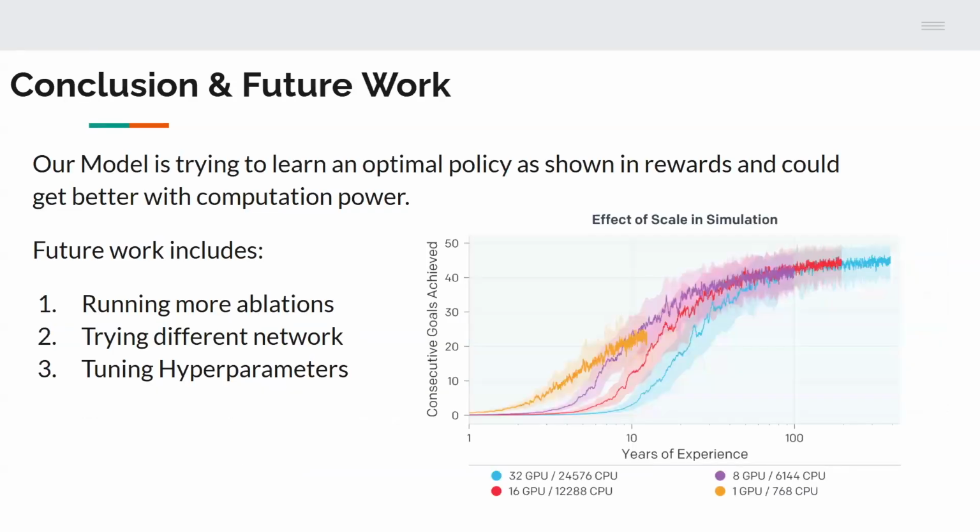Next slide. So the conclusion is that the model is trying to learn an optimal policy as shown in the previous section, and it could get better with more computation power. Future work includes running more ablations, trying different neural networks, and tuning hyperparameters.